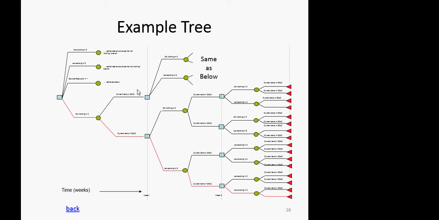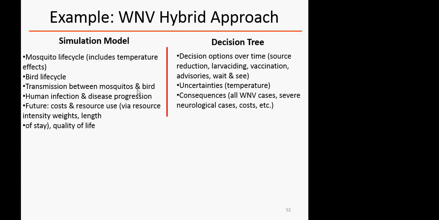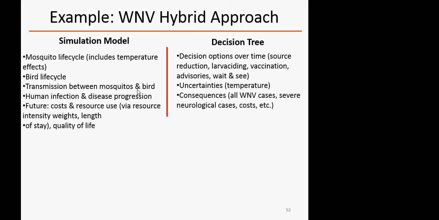And the simulation model is taking care of calculating those terminal nodes, and then a rollback can be done. Okay, so let's talk about that. For the case of something like West Nile, a simulation model might simulate the mosquito life cycle, the bird life cycle, transmission between them, human infection, cost and resource use.